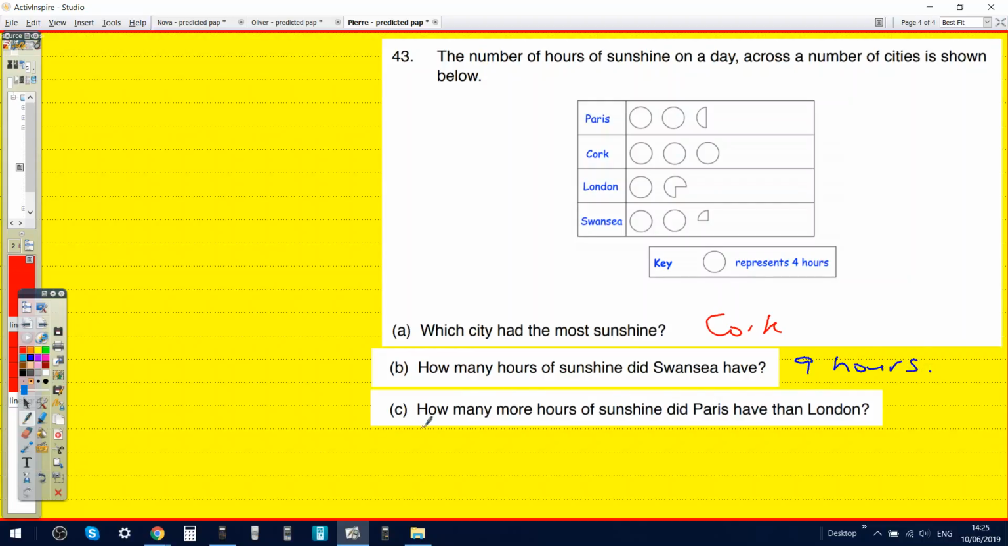How many more hours of sunshine in Paris than London? So London is 3 quarters, so that's basically 7 hours for London. So 8, and then 9, 10. So 3 hours more. That's 10. Yep, 3 hours. Great. Okay, you're good there.